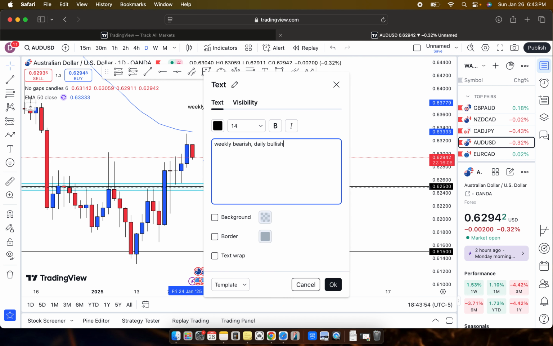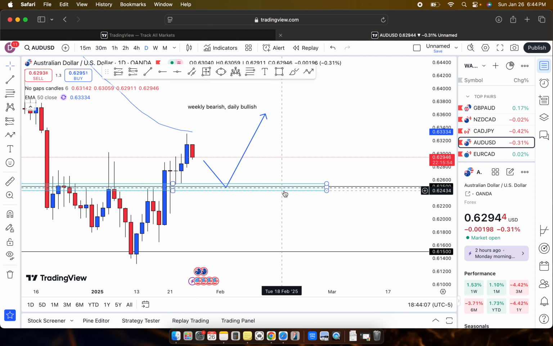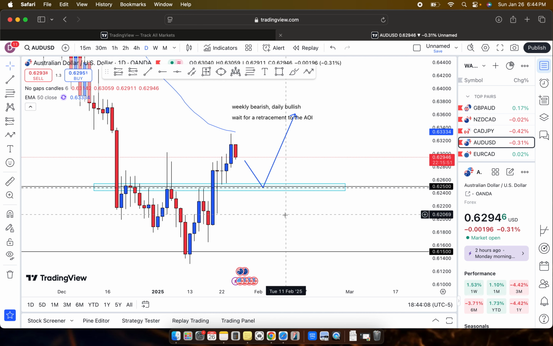I'll just make a note here saying to wait for a retracement to the area of interest before taking any longs. Okay, so that's that.